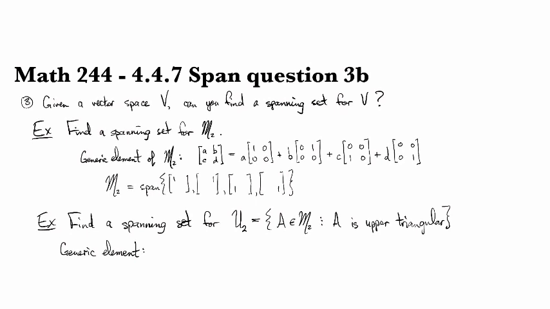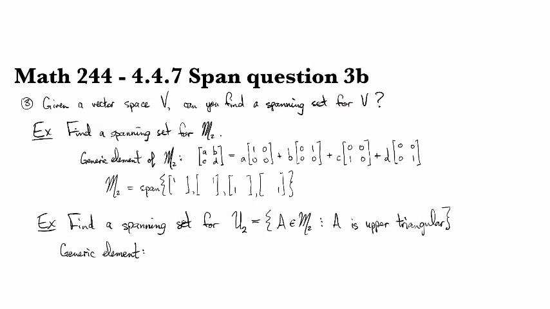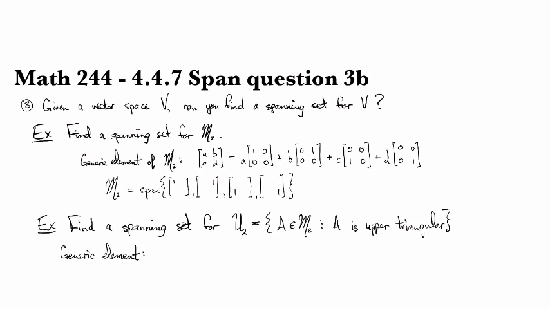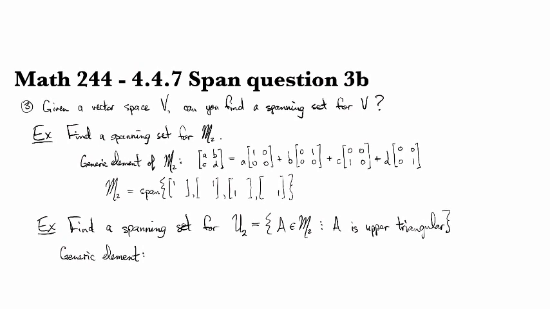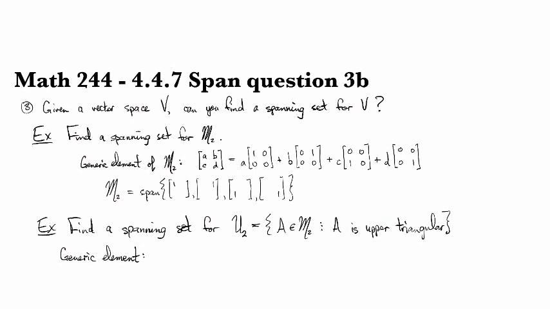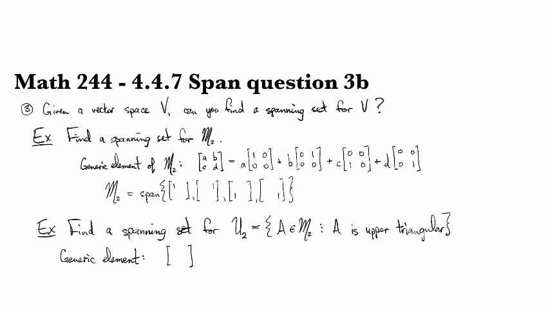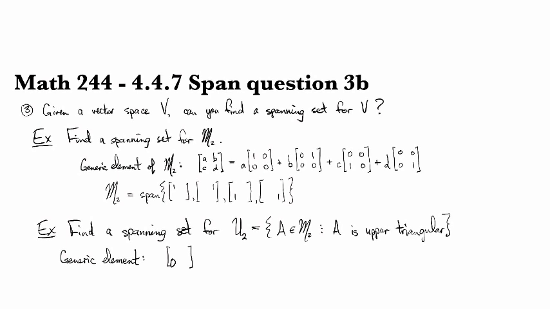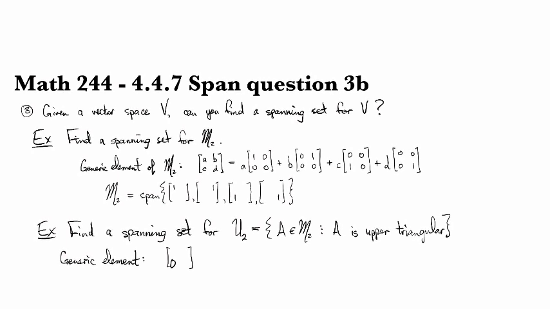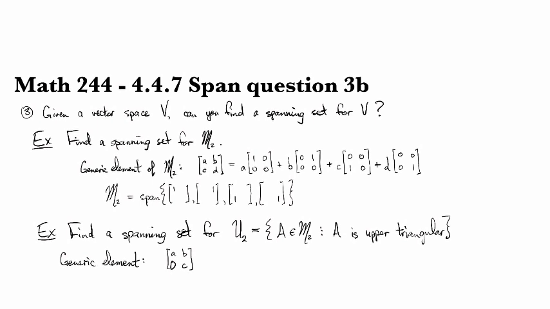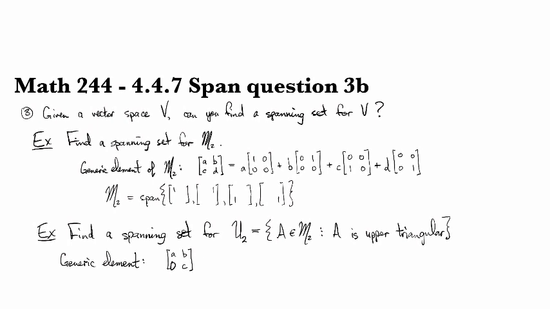This is in fact a vector space, right? Maybe I should have pointed that out at the beginning, but recall that the upper triangular matrices form a vector space, so it's perfectly legitimate to ask about a spanning set for this vector space. For it to be upper triangular, I just need to have a 0 here, and then the other things can vary freely with no constraints, relationships, or dependencies between them. So anything like that.